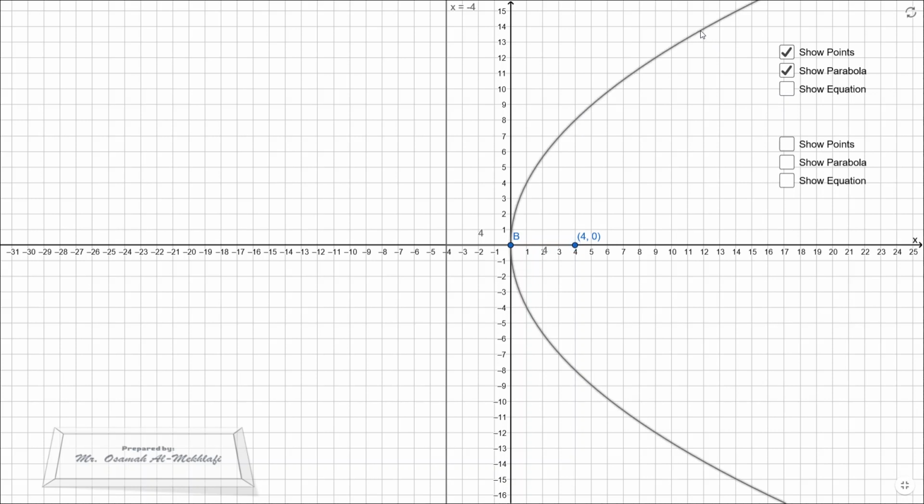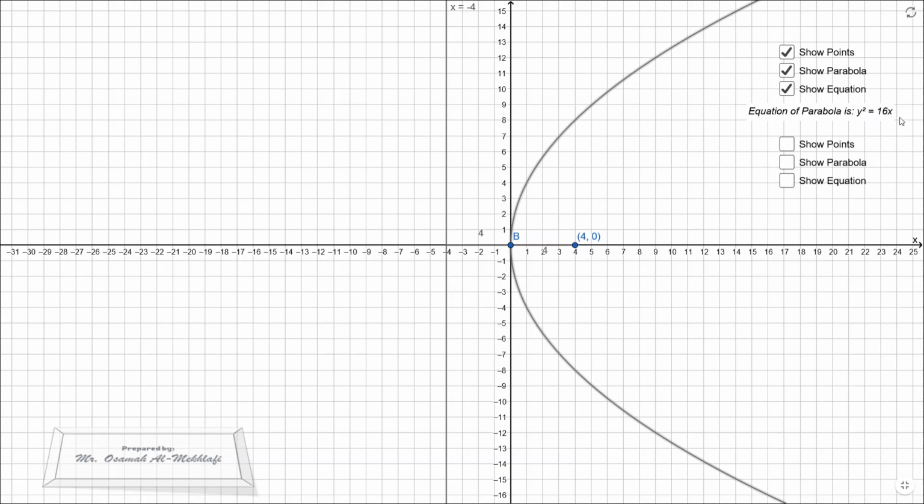Now the equation of the parabola, because look, the parabola is a line, and as we have agreed before, points will be described using coordinates. Lines will be described using equations. So the parabola is a line, and it should be described using an equation. So let's see the equation. The equation of this parabola is going to be y squared equals 16x. Now notice that the focus is at 4.